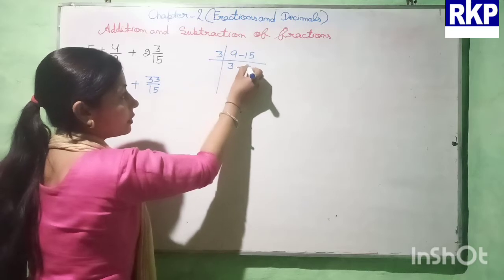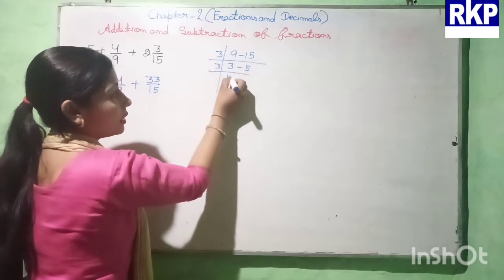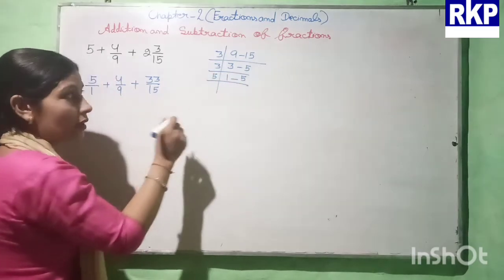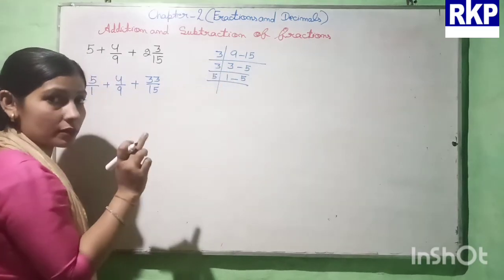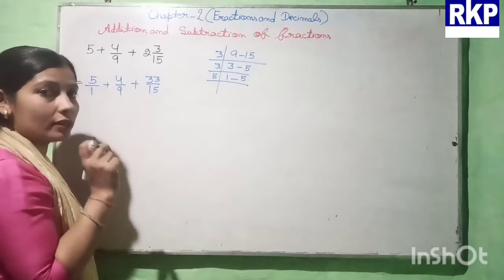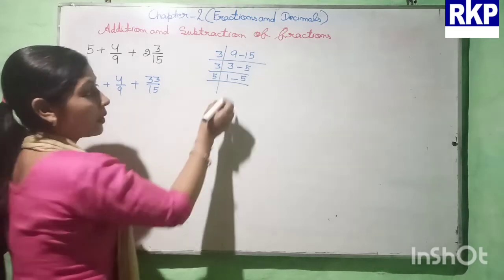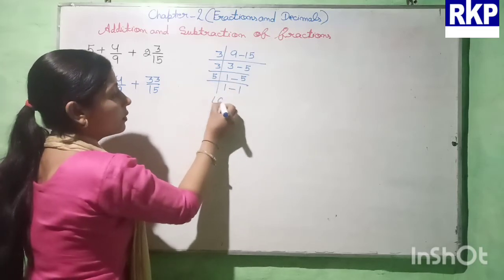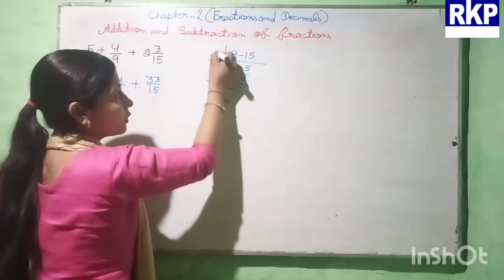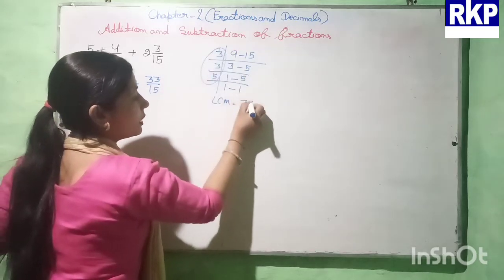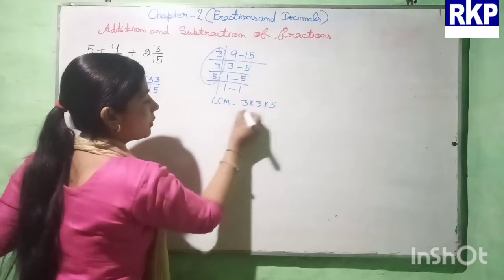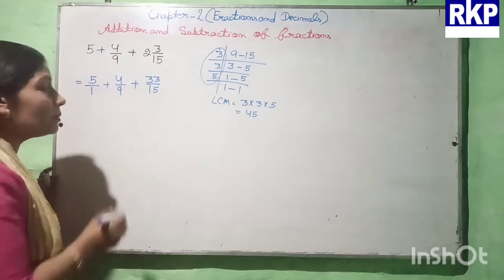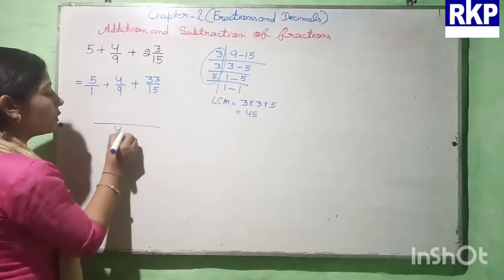3 3s are 9, 3 5s are 15, 3 1s are 3, and 5 as it is. Here we will write 5. Here we have to write only prime numbers, which have only 2 factors, 1 and itself. 1 as it is, and 5 1s are 5. Now the LCM will be the product of these. So 3 multiplied by 5. 3 3s are 9, 9 5s are 45. So 45 is the LCM. Now let us write 45.